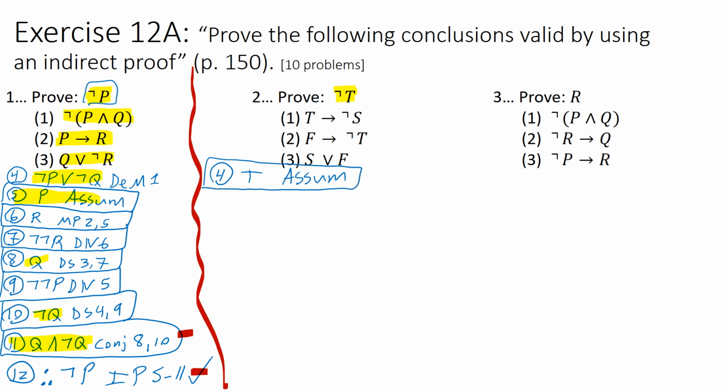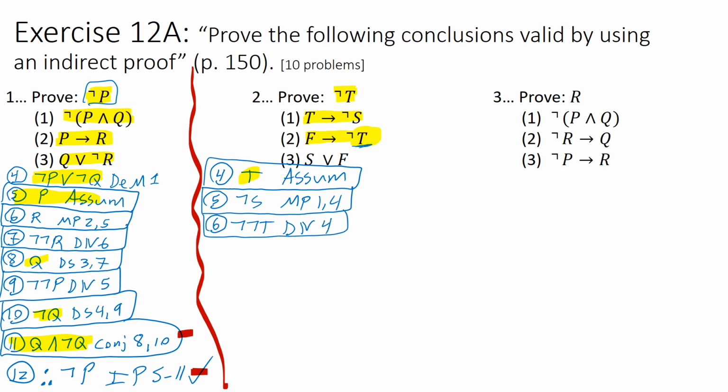Line 1 is a conditional, if T then not S. So if we assume T, we can get not S through modus ponens. So for 5, we'll say not S, modus ponens, 1, 4. Look at line 2. We have if F, then not T. The consequent is not T. Here we have T. Those contradict each other. So let's double negate. We have to explicitly double negate. So for line 6, we can get not T, double negation of 4.